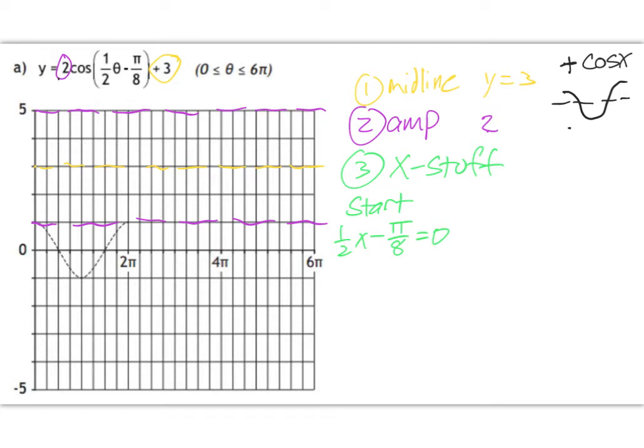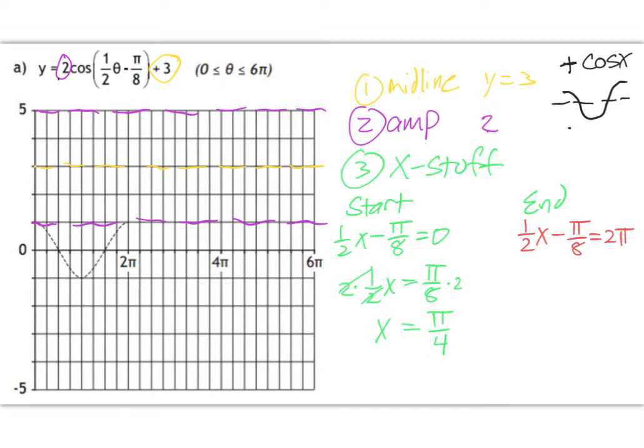And then we're going to end, I'll do this color-coded as well, 1/2 x minus pi over 8 is equal to 2 pi. I'd like you to notice this is exactly the same thing we did in the previous thing when we're just doing horizontal stuff. All right, I'm going to add pi over 8 to the other side. We get 1/2 x is equal to pi over 8. I'm going to multiply both sides by 2 to get rid of the 1/2. And that gets me x is equal to 2 over 8, which is pi over 4.